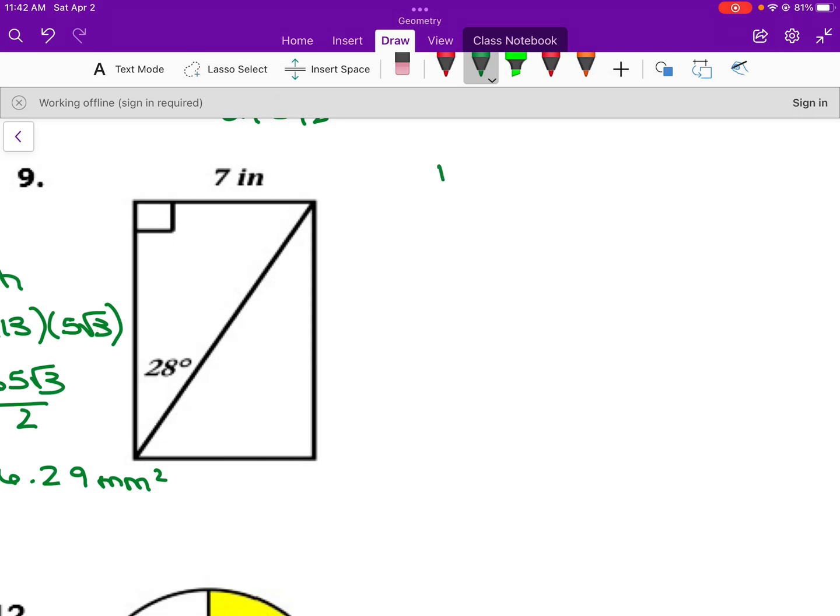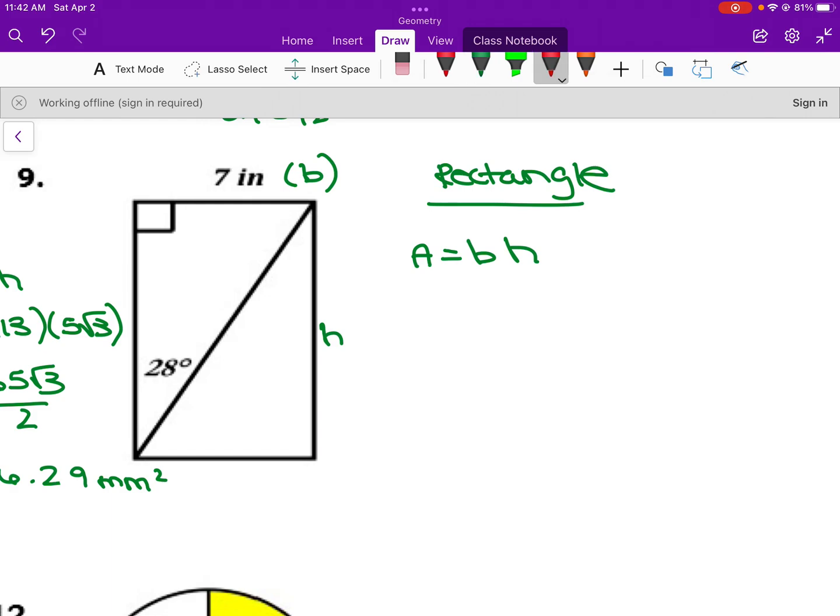Okay, now we're dealing with a rectangle, which we know is just base times height. But look, this is a devilish problem again. We could classify this as base or height, but we don't know our height, right? So again, we're going to have to use right triangle relationships, which is the fact that this is a right triangle, terribly highlighted. Let's try that again. This is a right triangle.